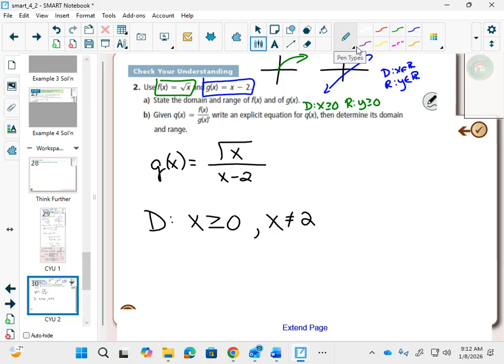Our range here is much more difficult. To get the range, we'd have to look at its graph. Is this something you've graphed before? No. Have you graphed some things similar to it? Yes. It's kind of like a rational graph, but we never had square roots on top. So what can we do?